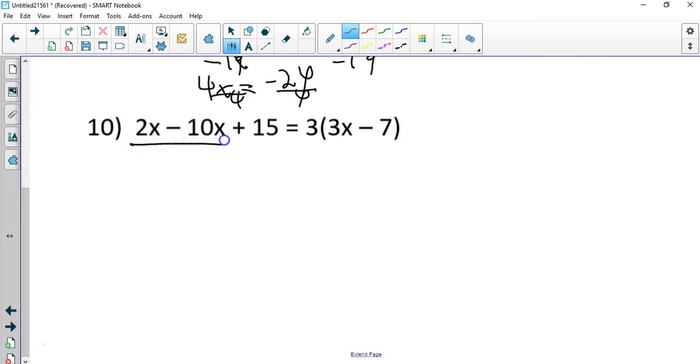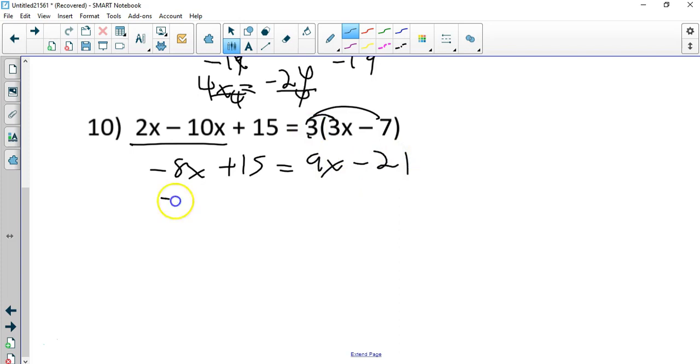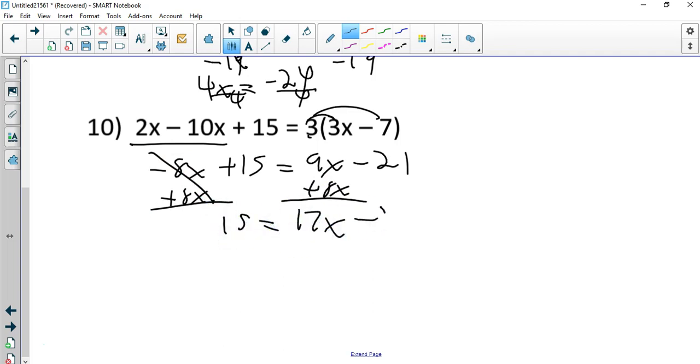Okay, last. Combine these two. Distribute here. 2x minus 10x is negative 8x plus 15. Equals 3 times 3 is 9x. 3 times negative 7 is negative 21. I want my x's positive, so I'm going to add 8x. It's not a big deal if I don't. Cancel. 15 equals 17x minus 21. I move my letters right, I move my numbers left. And if I'm subtracting 21, to undo it, I add it.